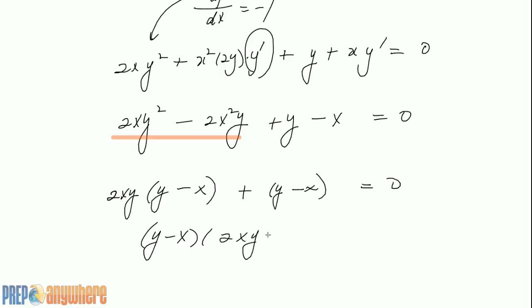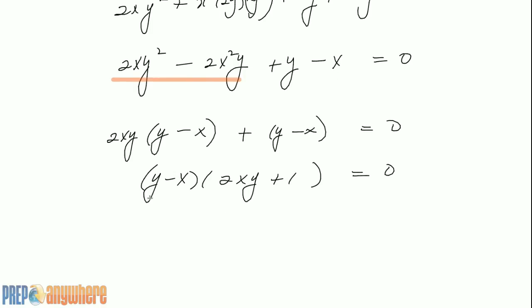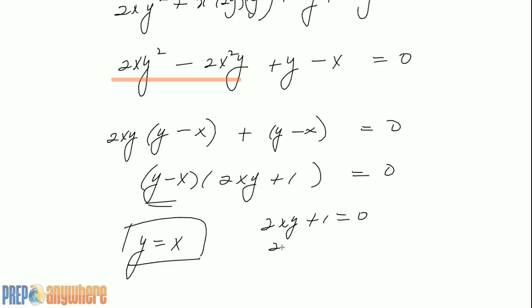So these kinds of questions, it has to factor, otherwise we're in trouble, because it's very hard to find the solution in this expanded form. So we get two solutions here. Right, y has to equal x. This right here, 2xy plus 1 is equal to 0, which means 2xy is equal to -1, and y is equal to -1 over 2x.